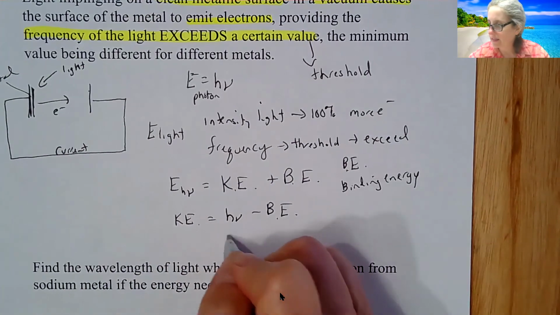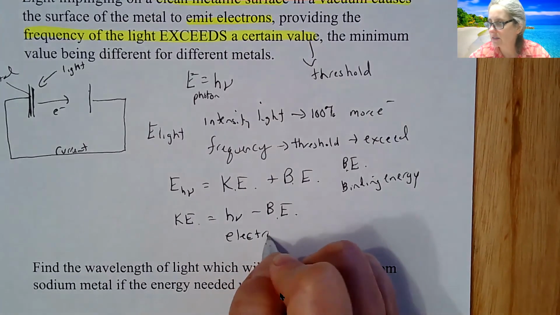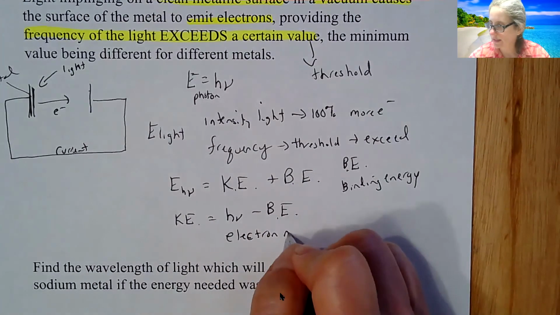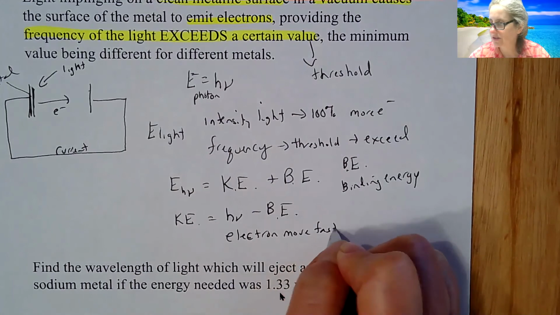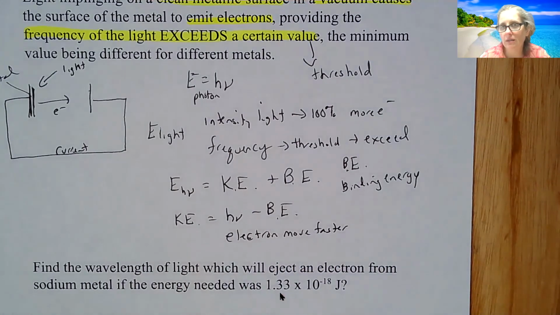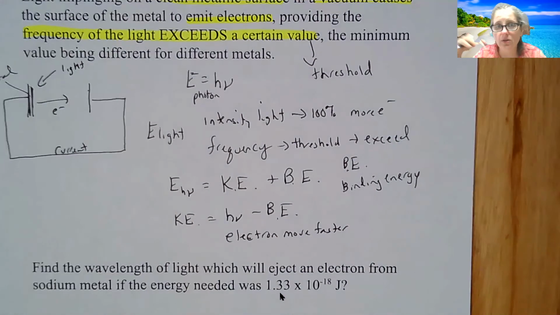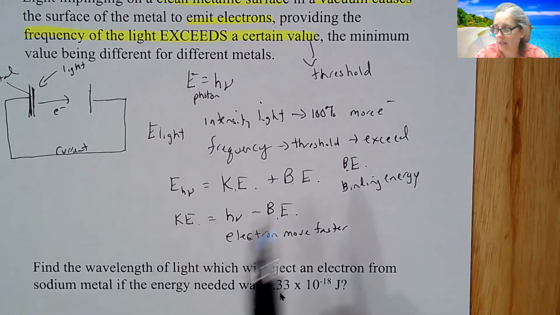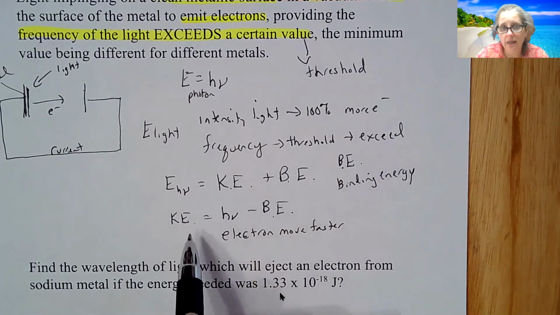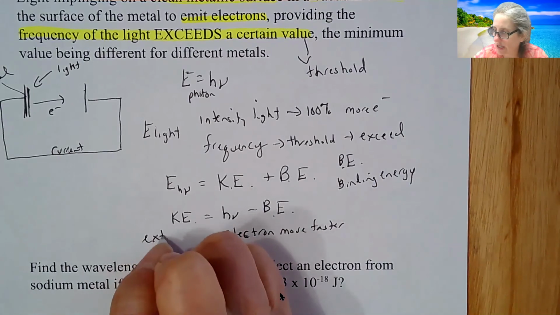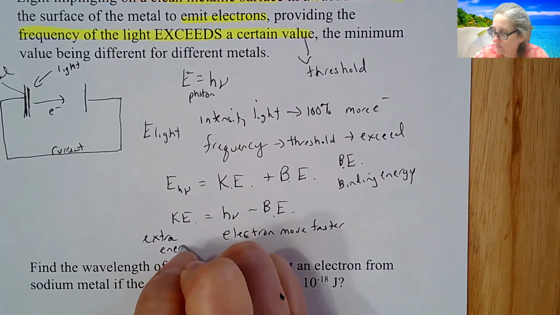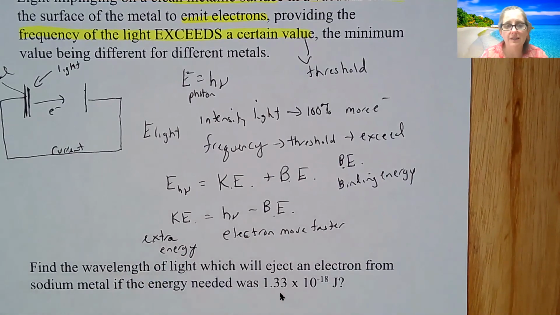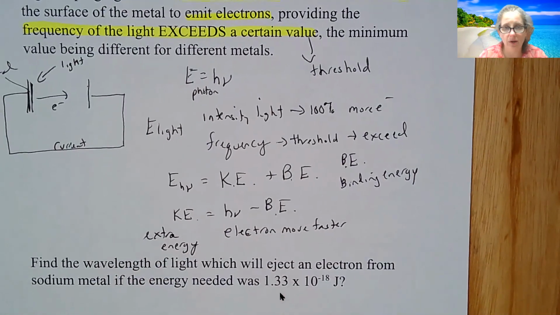So anything that exceeds the threshold, the electron is going to move faster. Its kinetic energy is going to be sped up. If you watch the video and the other video, it will show you that. Once you've hit that threshold, you're going to see those electrons coming out much, much faster, because the extra energy that is left over once you've hit that threshold is now going to speed up those electrons.